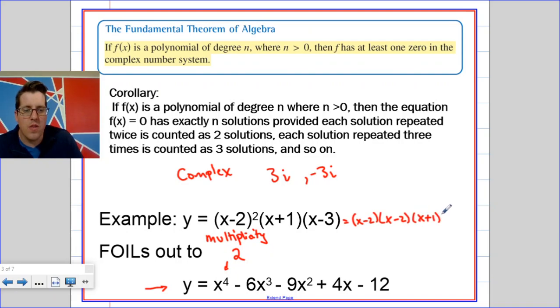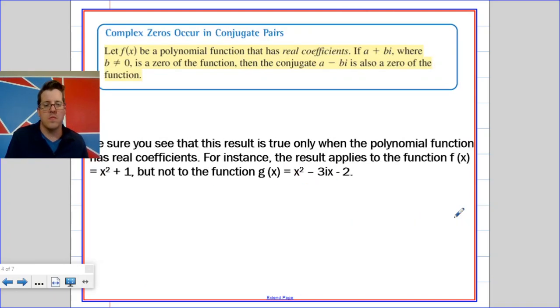All right, so the fundamental theorem of algebra says that the number of solutions to a polynomial equation is its degree. Those solutions might be real or imaginary. They might be repeated, but whatever your lead coefficient or what your leading term's exponent is, that's how many solutions you're looking for.